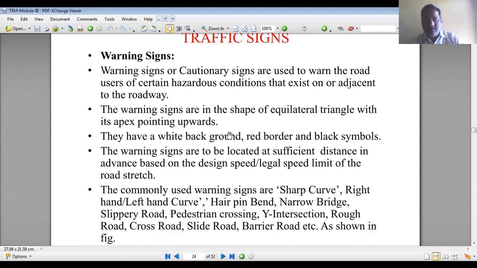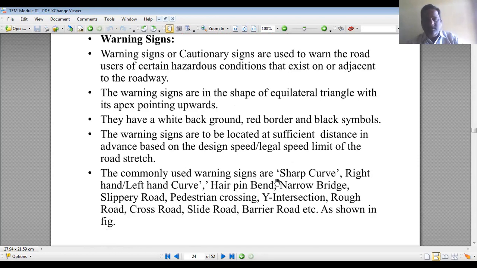The background color is white and the border is red. Symbols are used in black color. These are the specifications used in the cautionary or warning sign. These are to be located at a sufficient distance in advance of the hazardous conditions. So prior information should be given to the road users, vehicle users or pedestrians that there will be a hazardous condition in front at a certain distance. That's why you have to give prior information before the location, some 1 kilometer or half kilometer. Before the location, you have to fix this type of signboard.